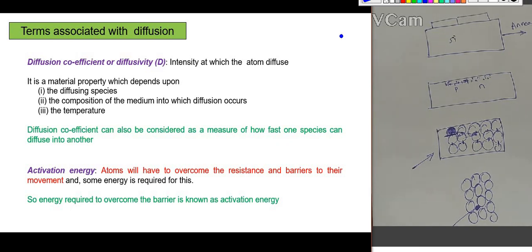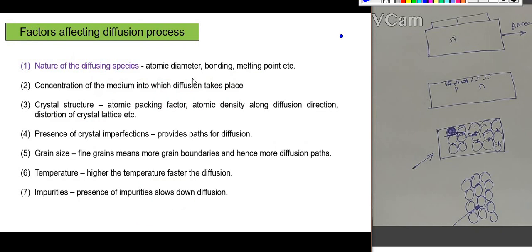For a particular diffusion process, if the diffusivity is very high, then the rate of diffusion will be very fast. So the fastness of a diffusion process can be determined based on the diffusivity D value. Atoms will have to overcome the resistance and the barrier to their movement. They have to break their bonds and they need some amount of energy, and that energy is called activation energy. Again, this is another term. I will explain all these terms when we deal with Fick's law.